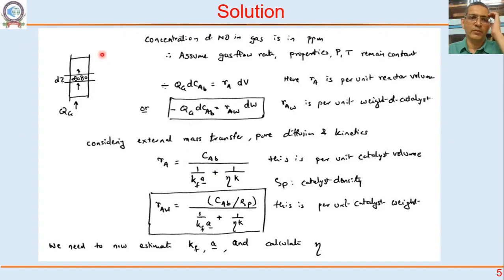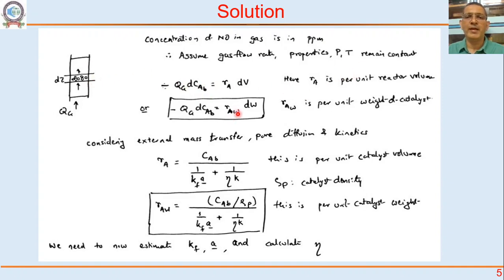Here's the solution. Okay, so this is like your packed bed. There is carbon that is there. You can imagine that these are all carbon particles if you like. We are going to take a small differential element dz, Qg is the gas flow rate, let's say. Because it's a dilute mixture, nitric oxide is only at ppm level, so the gas flow rate, pressure and temperature are going to remain the same.